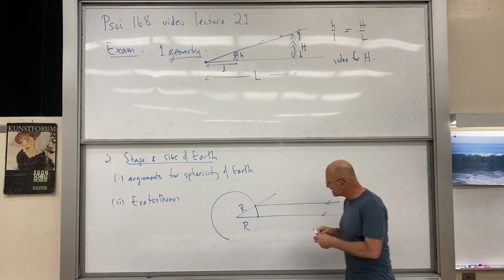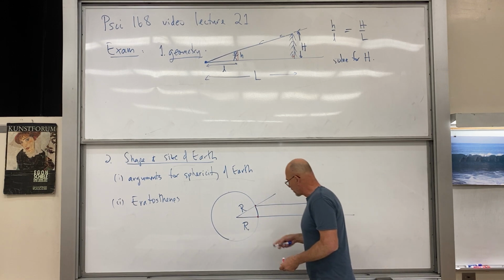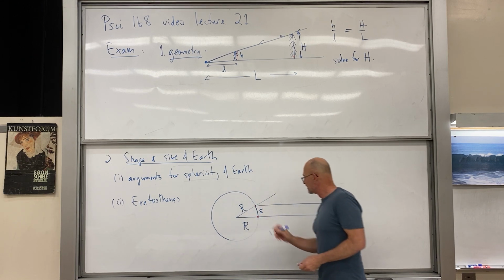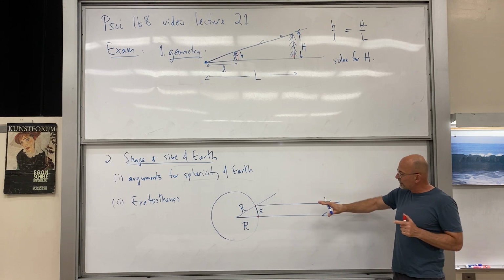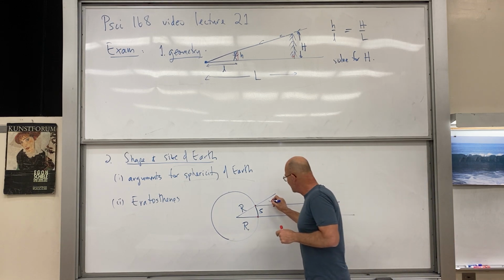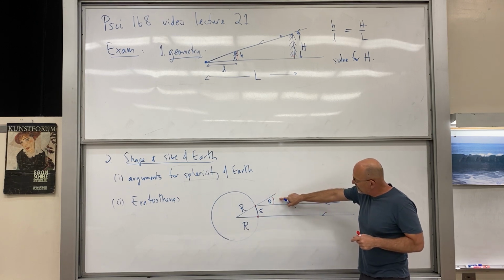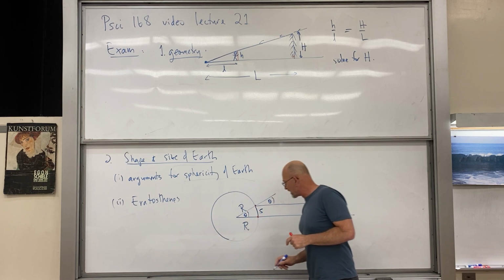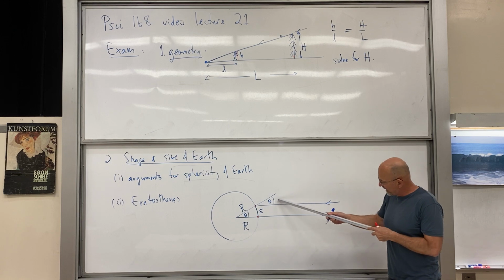One of these is Alexandria, and one of them is Aswan. And there's an arc length S. So here's the thing, the assumption that the rays are parallel tells us that this angle here that we can measure is identical to this angle here that characterizes this circle. These two angles are identical.